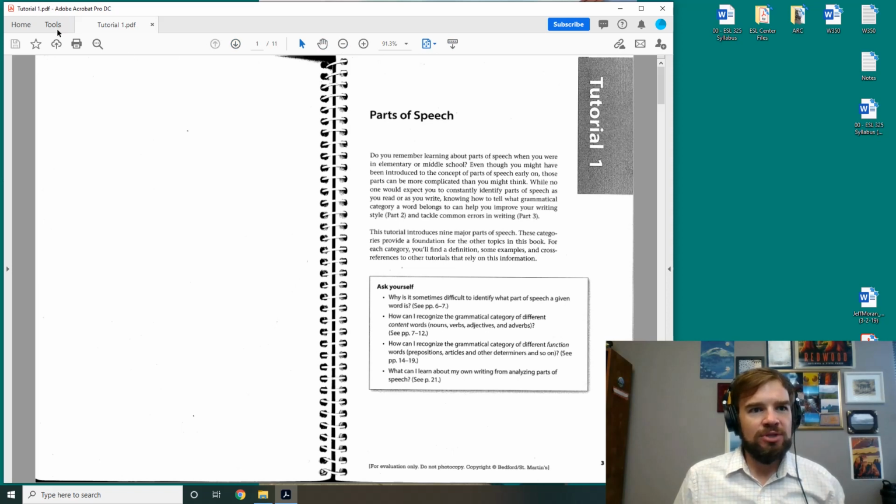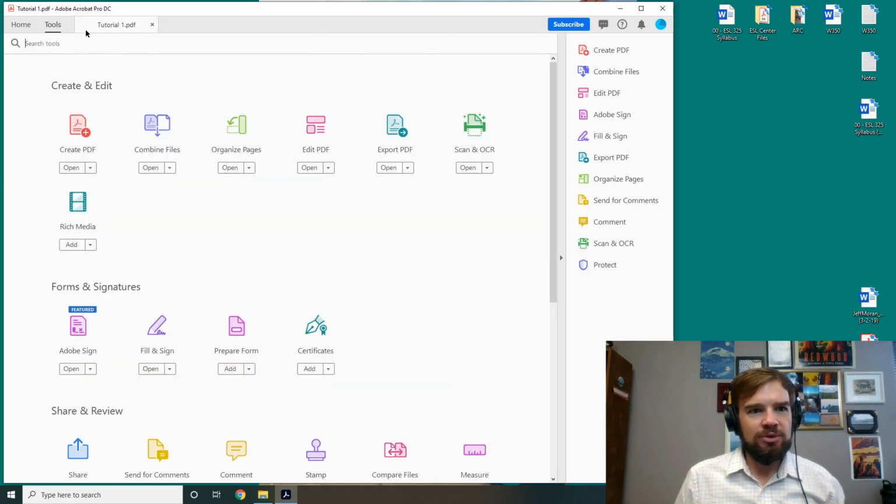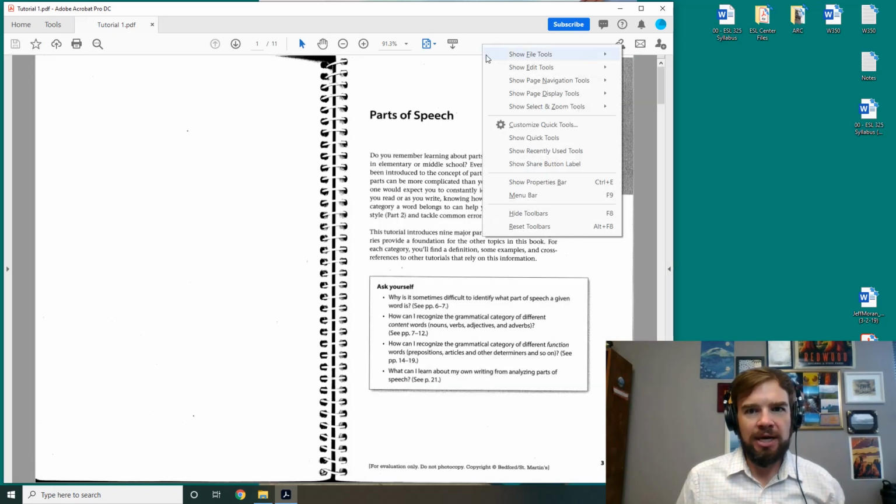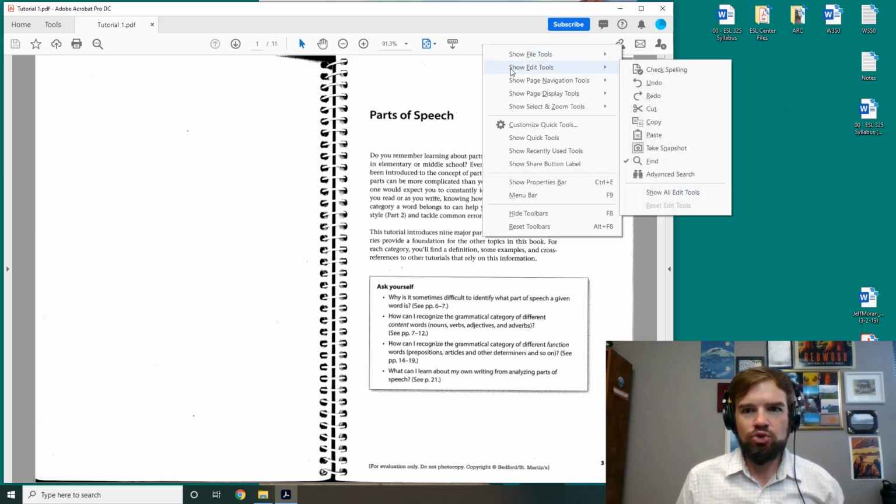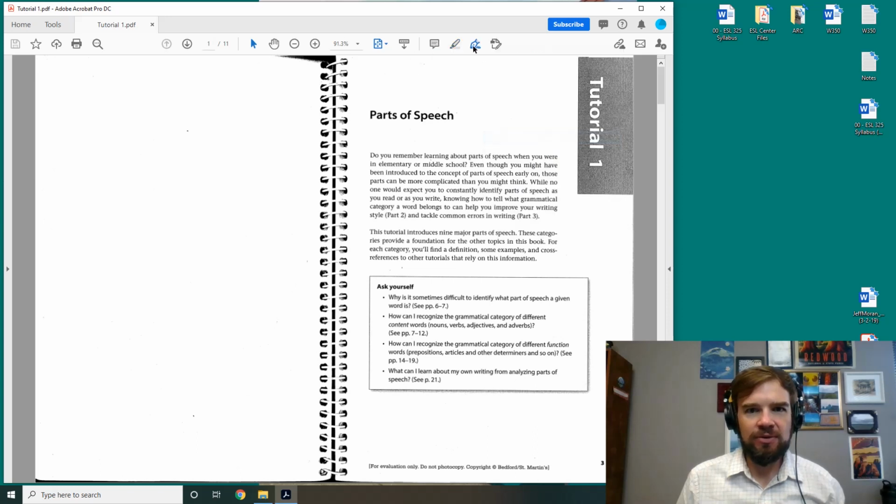So keep that in mind as we go through the text here. Before we start reading, I'm going to pull up my tools so that I can highlight any words that come up for us. And there's my highlighter. Okay, so we're going to begin here with Language Power Tutorial 1, which is about parts of speech.